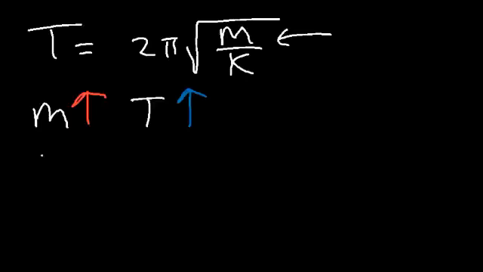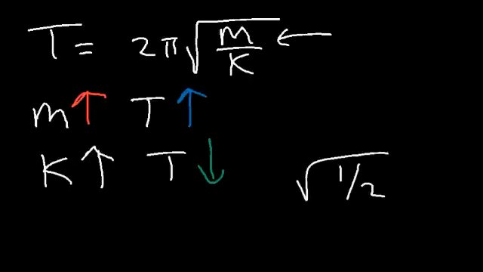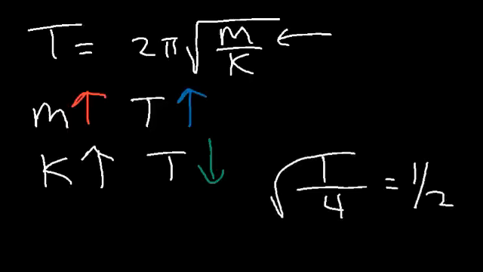Now what about the spring constant? Let's say if we increase the value of k, what happens to the period? The period will decrease since k is on the bottom. So if you double the value of k, the period will decrease by the square root of 2. It's going to be 70.7% of its original value. If you quadruple the value of k, the period is going to be 1/2 of its original value.